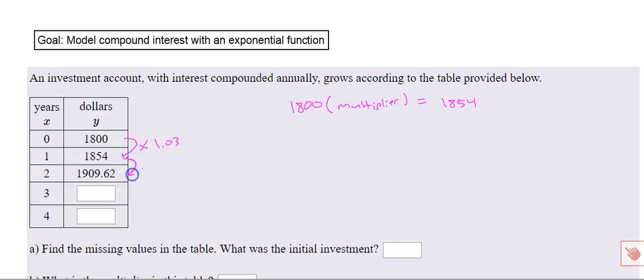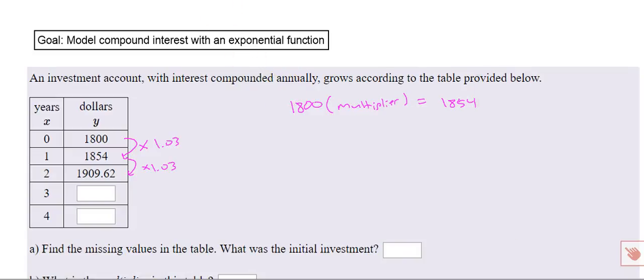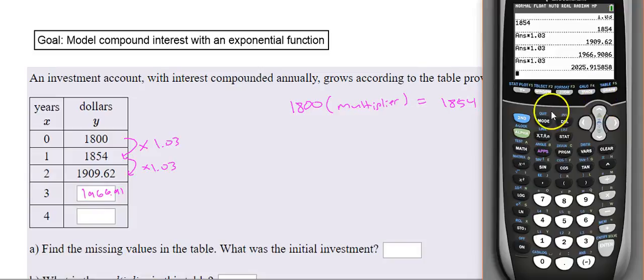And I'm hoping that works here. Let's check, because that'll allow us then to fill in the other two missing values. So I'm going to do 1854 times 1.03, and I get 1909.62, so that worked perfectly. Do it again, times 1.03. I get 1966.91. I'm going to round to the nearest hundredth to model dollars and cents. That was 1966.91, so that's this missing value. And then I'm going to multiply it by 1.03 again, and I get 2025.92.